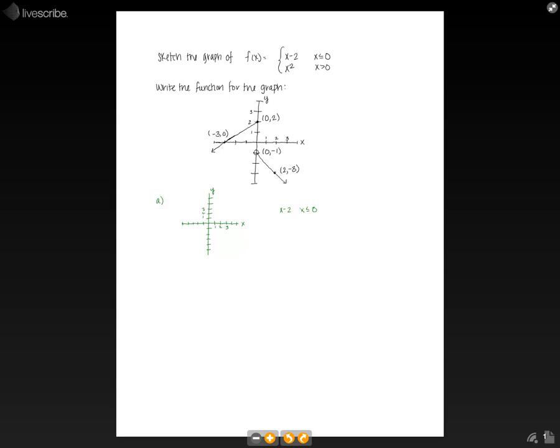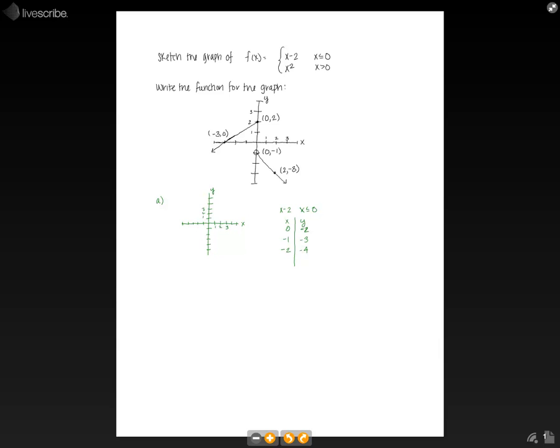So let's look at the domain. So we know that this is for x is less than or equal to 0. So that means it starts at 0 and goes to the left. So that's what we're going to do when we make our table of values. We're going to start at 0 and we're going to go to the left. So at 0, the function value is negative 2. At negative 1, the function value is negative 3. And at negative 2, the function value is negative 4.